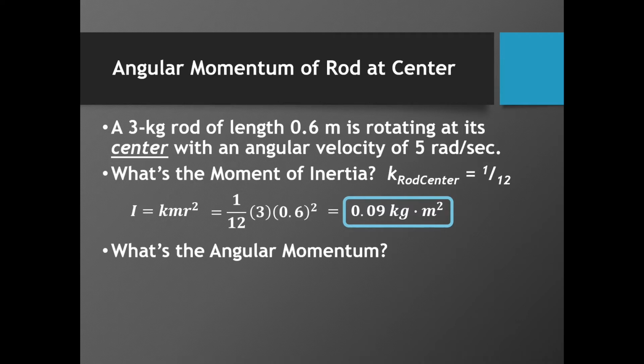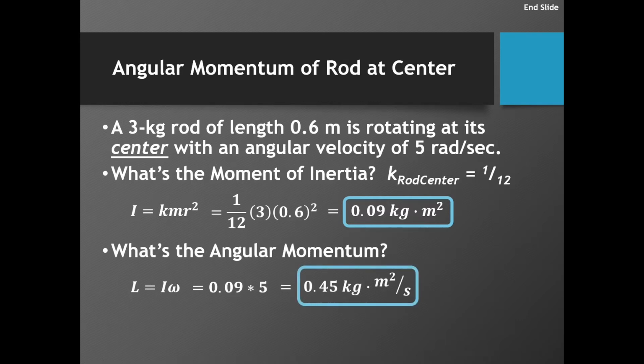So now we look at the angular momentum. We take that moment of inertia, multiply by the angular velocity, we get 0.09 times 5, and that gives us 0.45 kilograms meters squared per second. Now, some weird units there, but they don't change to anything else. Like kilogram meter per second squared converts over to newtons, but kilograms meter squared per second for angular momentum just stays as it is.